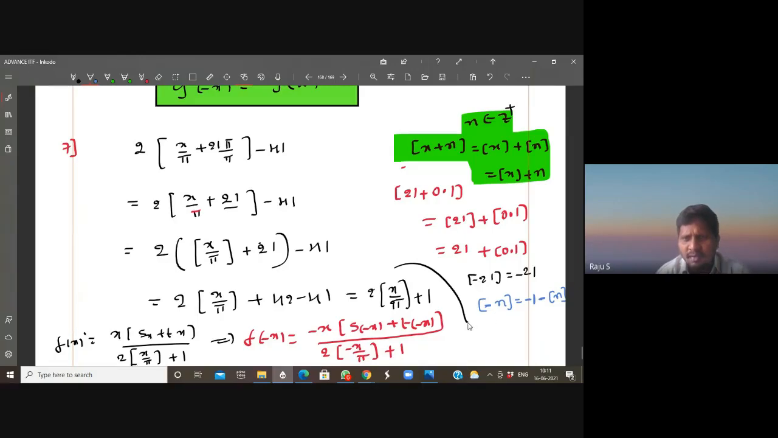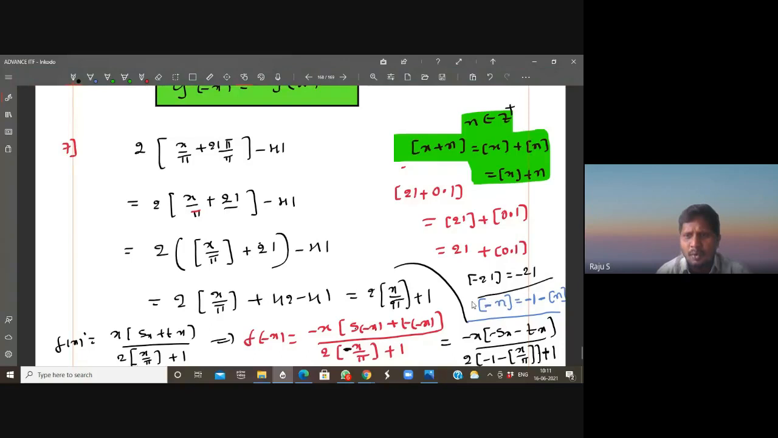Shall I write this value as minus x? What is sine minus theta? Sine of minus x, shall I write minus sine x. Tan of minus x, minus tan x. All divided by the denominator. When I take minus outside, it can be written as 2 times of minus 1 minus of x by pi, then plus 1. We can write like this.